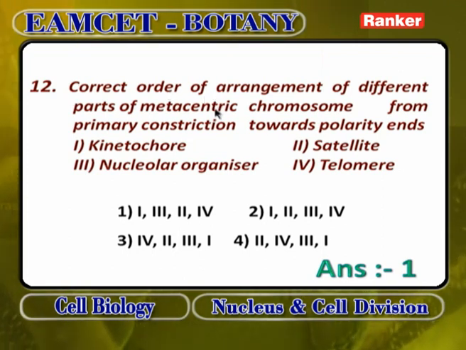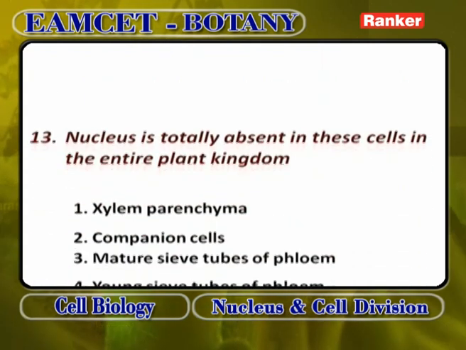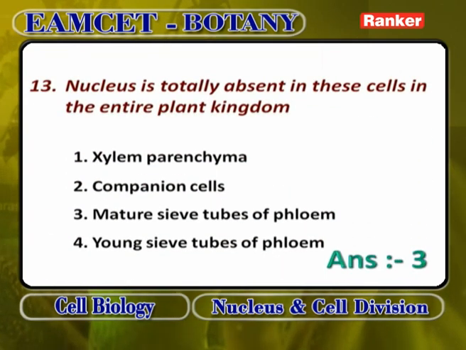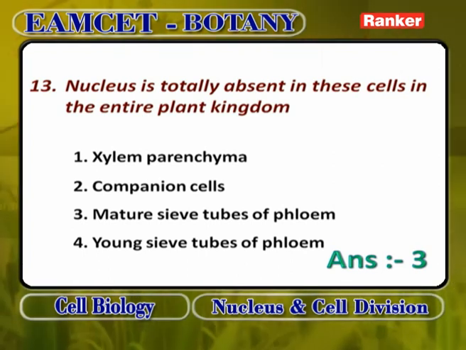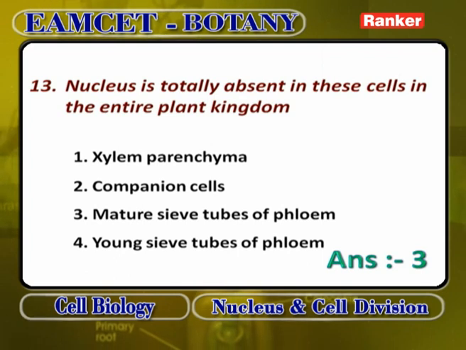Metacentric chromosome from primary constriction toward the same question. 1, 3, 2, 4. Kinetochore, nucleolar organizer, satellite, and telomere. Nucleus is totally absent in these cells in the entire plant kingdom. In the entire plant kingdom, nucleus is totally absent. Xylem parenchyma is a dead shell. We cannot regard this here because here nucleus is absent. Then, since xylem parenchyma is dead, but it is the only living component in xylem which has parenchyma cells.